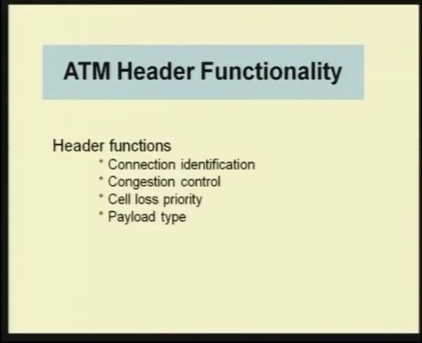All this will be part of the header. So, you will have connection identification. In addition to that, there are 3 other things which are provided by the ATM header: provision for congestion control, handling of cell loss, and payload type. So, we will just take a look at what this ATM header looks like.